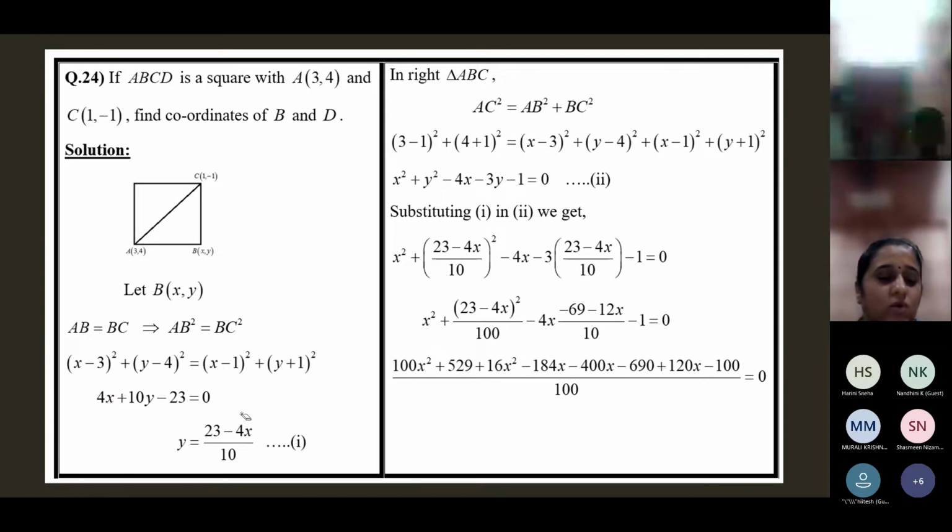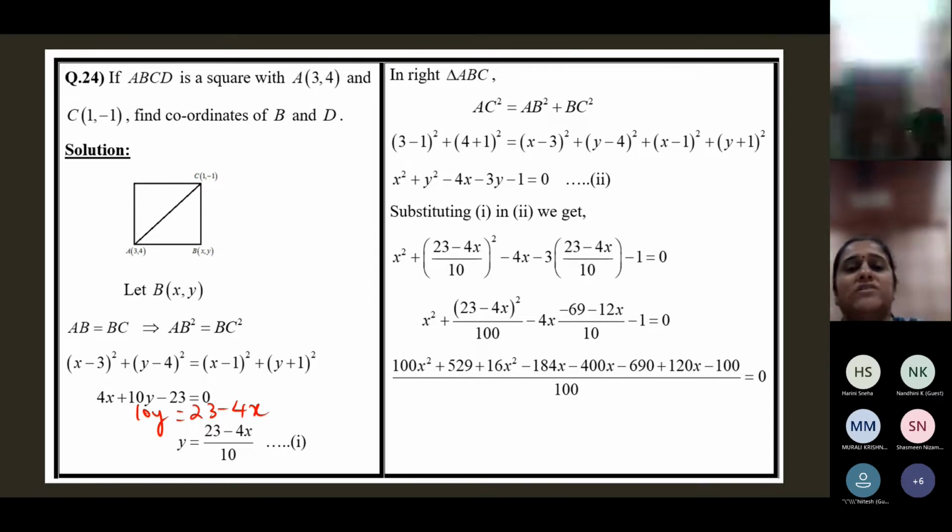There's some little space below, so you squeeze it in there and you write. You work this. So what is it? 10y is equal to 23 minus 4x. So y is equal to 23 minus 4x by 10. Why should you do this? Because we have to solve by the substitution method.